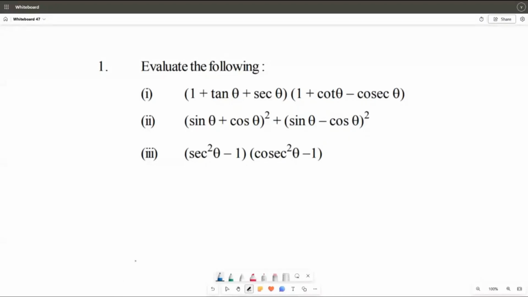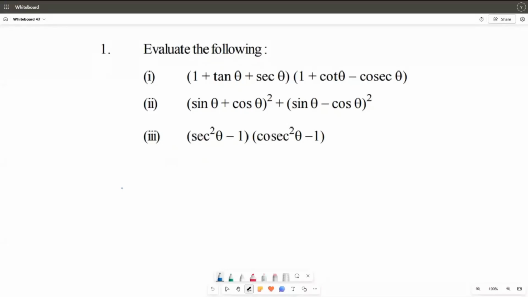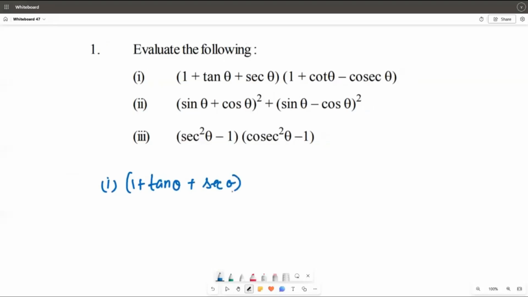Question of exercise 11.4. So it is evaluate the following bits. So let's consider the first one. We have (1 plus tan theta plus secant theta) into (1 minus cot theta minus cosecant theta).